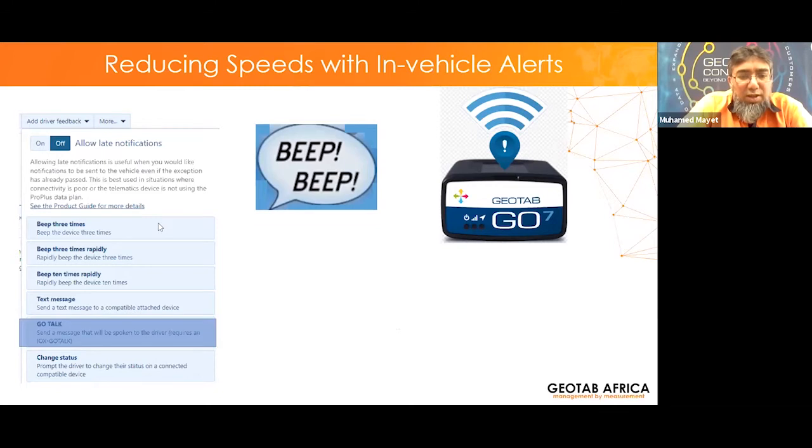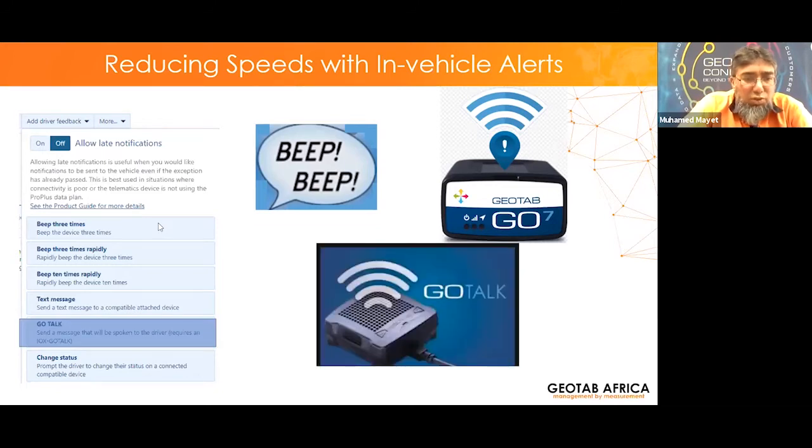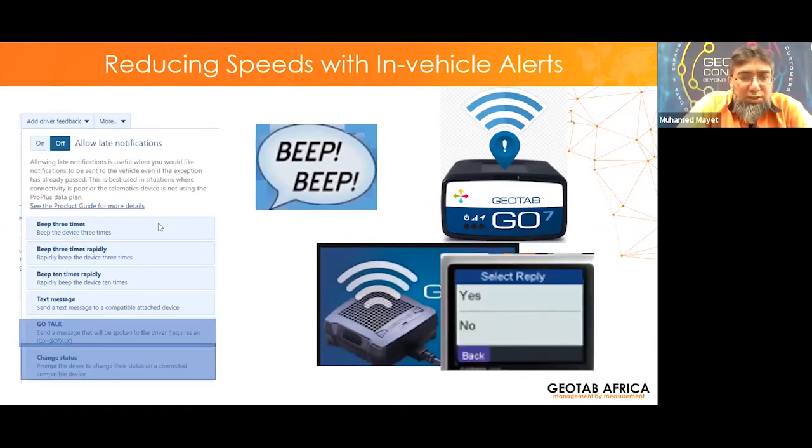With Geotab, we have the Go Talk. The Go Talk sends a message to the driver when he's overspeeding. With an audible alert, the driver will be warned, you are overspeeding. With My Geotab, we have many tools that assist the driver in curbing his overspeeding. We have the option of a change status, where the driver also gets a notification when he's overspeeding, and he acknowledges on the Garmin.